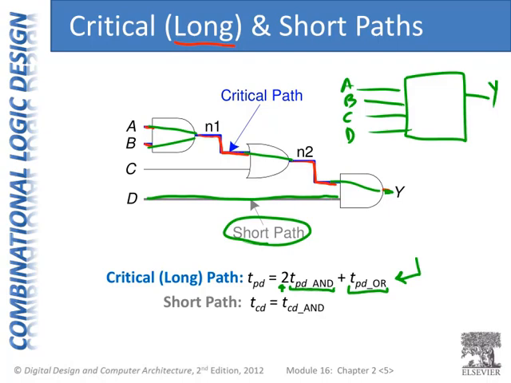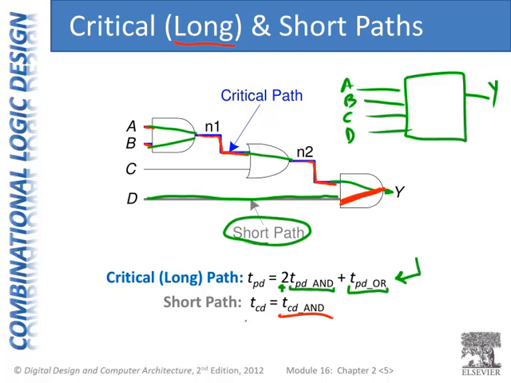For the short path, we use the minimum delays of each circuit element, in this case of each gate. The short path for this circuit is just the single delay of an AND gate. And again, we use the minimum delay for that gate because we want to look for the minimum time from an input changing to the output changing.